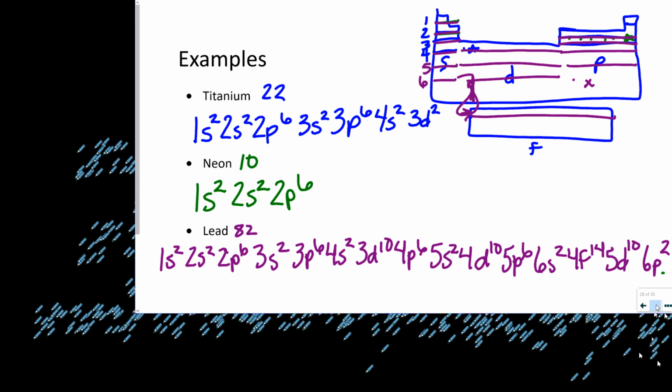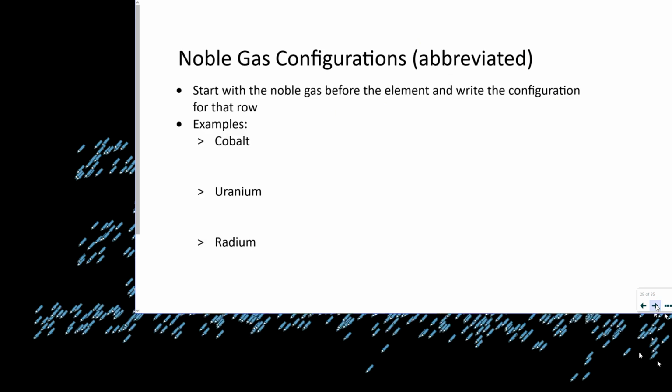So there is a shortcut. Our shortcut is to do noble gas configurations or abbreviated configurations. This allows us to start with the noble gas before the element that we're writing a configuration for. And by writing the symbol of that noble gas, it takes away all of that beginning stuff that's very repetitive. And then we only have to write the configuration for the specific row that that element is on in the periodic table.